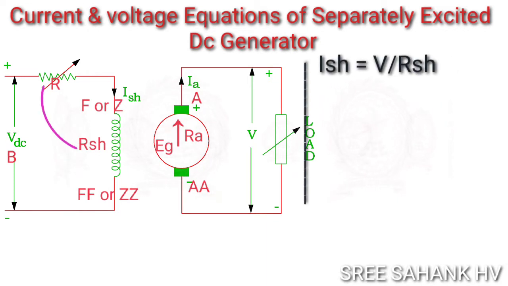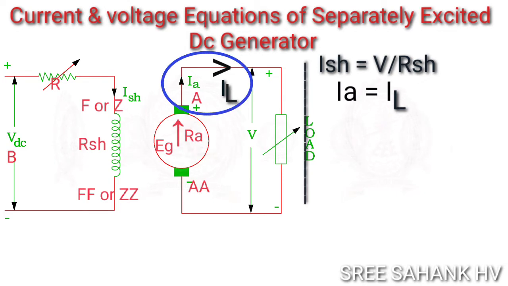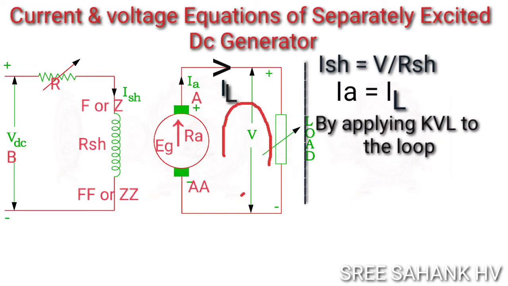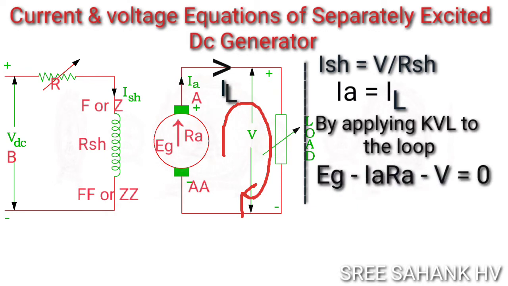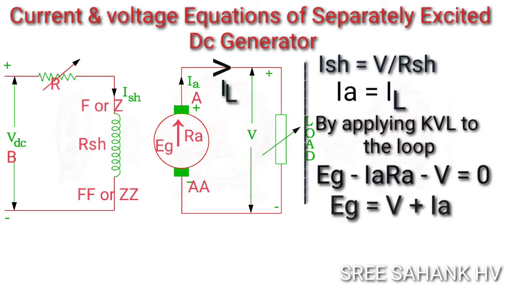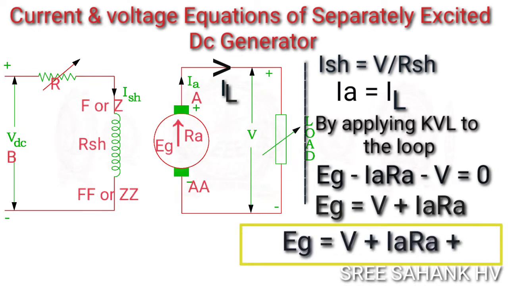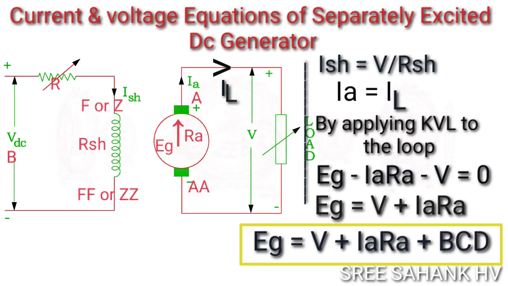Next are the current and voltage equations of the separately excited DC generator. ISH is equal to V by RSH by Ohm's law. IA is equal to IL because both currents are in the same direction. By applying KVL to this loop we get EG minus IARA minus V is equal to 0. So EG is equal to V plus IARA. Finally, EG is equal to V plus IARA plus BCD. Here BCD is brush contact drop.